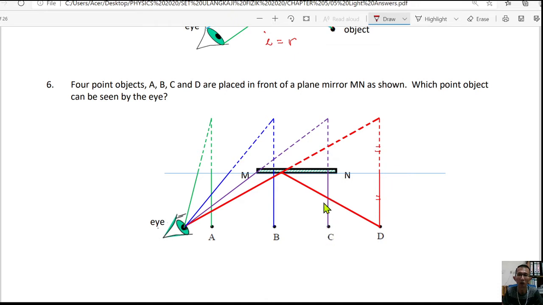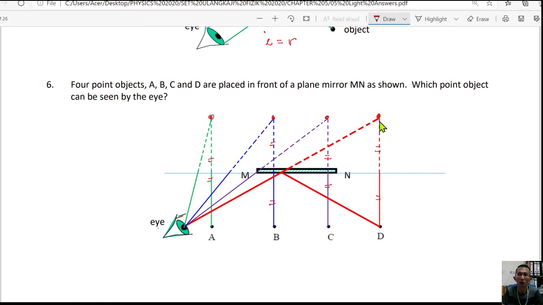Same thing goes for this line here, it must be the same length. This line here must be the same length. And then this line here and this line here must be the same length. Right? So the object must be formed here. So here are the possible objects.